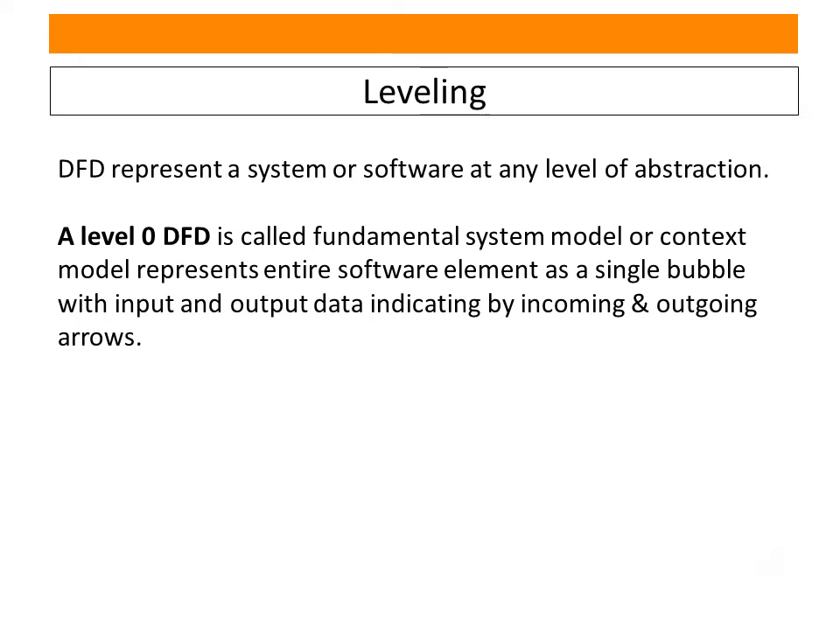A data flow diagram represents a system or software at any level of abstraction, where a level 0 DFD is called the fundamental system model or context model. It represents the entire software element as a single bubble, with input and output data indicated by incoming and outgoing arrows. So the 0 level DFD is also called the context model or context diagram.